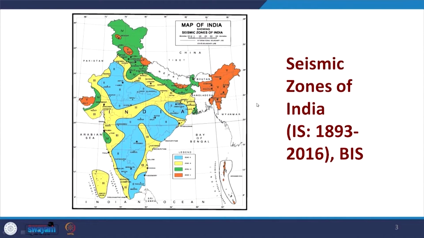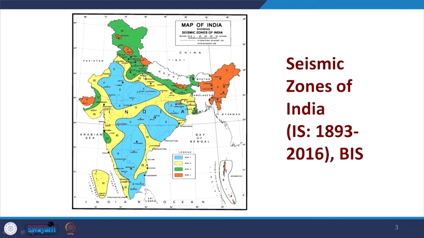You could see that this is the map of our country showing seismic zones of India. The country has been divided into 4 zones: 2nd, 3rd, 4th and 5th. There is no zone 1st because zone 1st has been merged with zone 2nd. So, you could see from this map clearly that the whole of the Himalayan region lies either in zone 4 or zone 5. The Uttarakhand state, where Roorkee is situated, is also lying in zone 4 and zone 5.